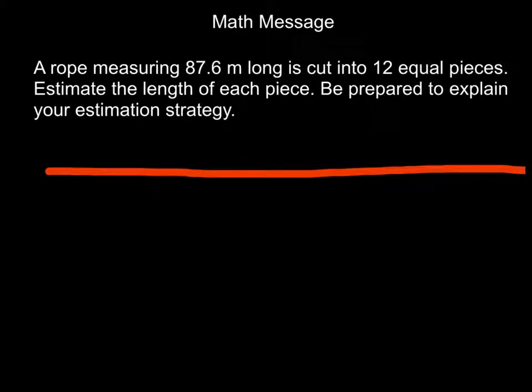And here's the math message for today. A rope measuring 87 6/10 meters long is cut into 12 equal pieces. Estimate the length of each piece. Be prepared to explain your estimation strategy. Go ahead, hit pause on your video, work the problem on your whiteboard for a couple minutes, and then hit play to see how your answer compares with the answer that I'm going to give.